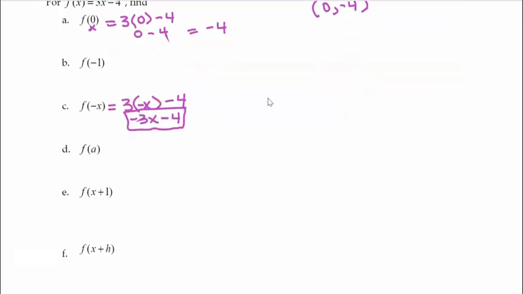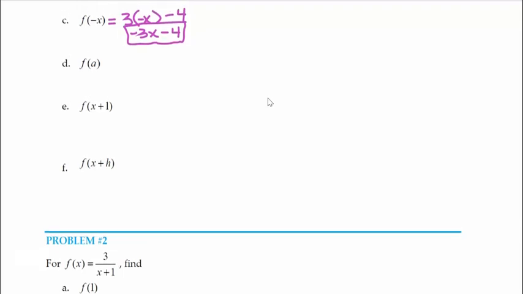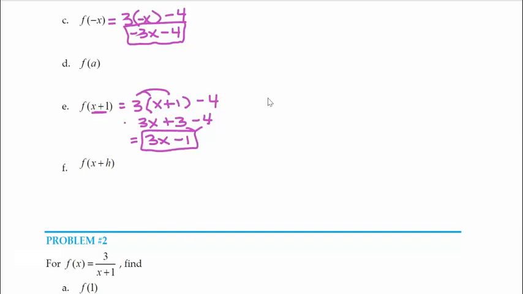Okay, but what about this part E? Sometimes that one kind of throws people off. But again, we're just plugging that in, right? This x plus 1 is going to go everywhere we see an x. So it was 3x. So in place of my x, I'm going to put x plus 1. And then I still have that minus 4 that I need to put there. So if I simplify this, I need to distribute that through, get 3x plus 3. And then minus 4, and I can combine those like terms to get 3x minus 1.